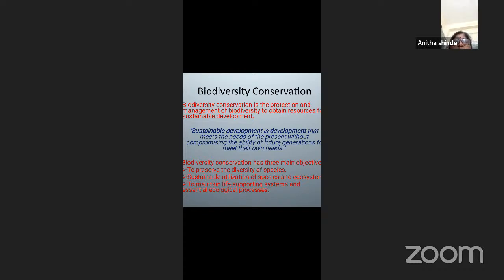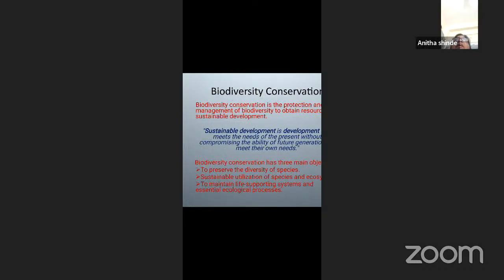So they should be preserved, they should be conserved, and there should be sustainable utilization of species and the ecosystem, and also to maintain the life supporting systems and the essential ecological processes that are required for these species, both plant as well as animal. So that is how we can go about biodiversity conservation. Keeping these 3 main objectives: one is to preserve the diversity of species, second is sustainable utilization of the species and ecosystem, and also to maintain the life supporting systems. These are the objectives of biodiversity conservation.